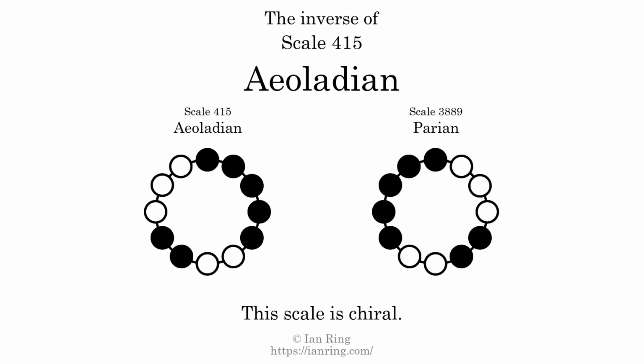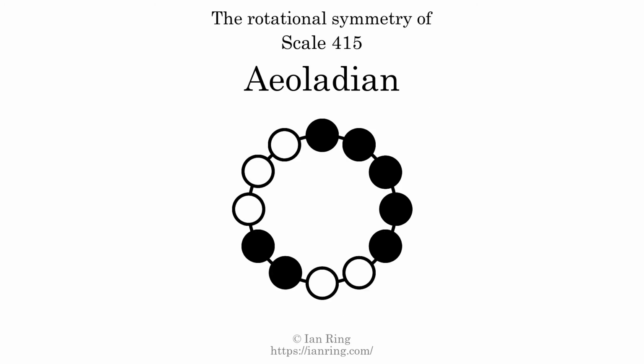The inverse of a scale is a mirror image. It is what you get when the sequence of intervals is reversed. The inverse of this scale is scale 3889, also known as Perrian. This scale is chiral. It cannot transform into its inverse by rotational transformation. This scale has no rotational symmetry.